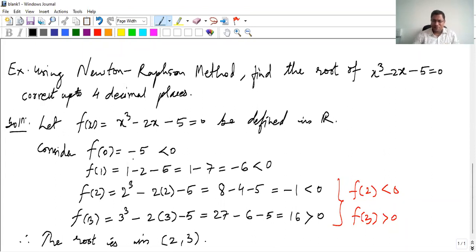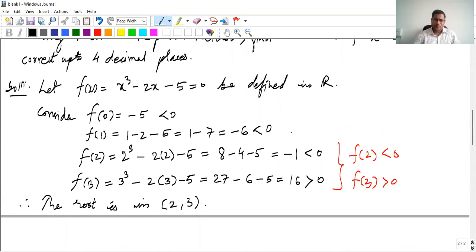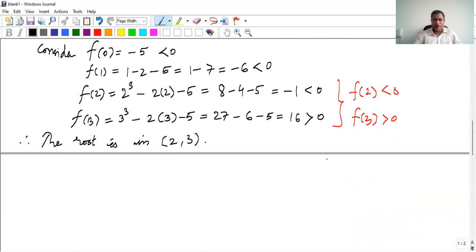Got it? Yes, sir. Excuse me, sir. Yes, please. Sir, but here f of 0 and f of 1 are also negative. So what interval do we have to take? Yes, exactly. If I take 0, still it is negative. If I take 1, still it is negative. So we can try to understand this.